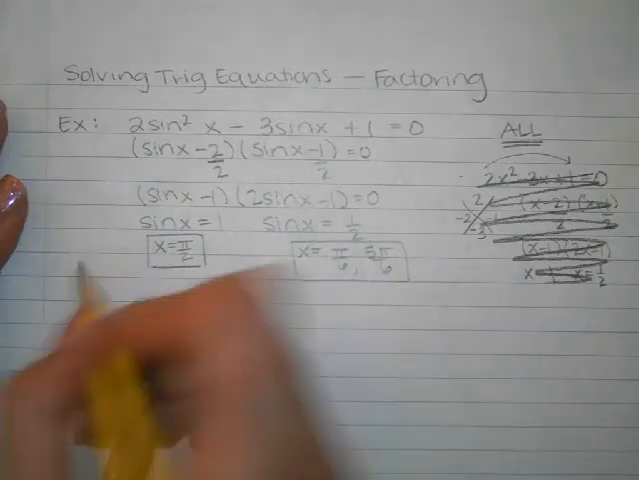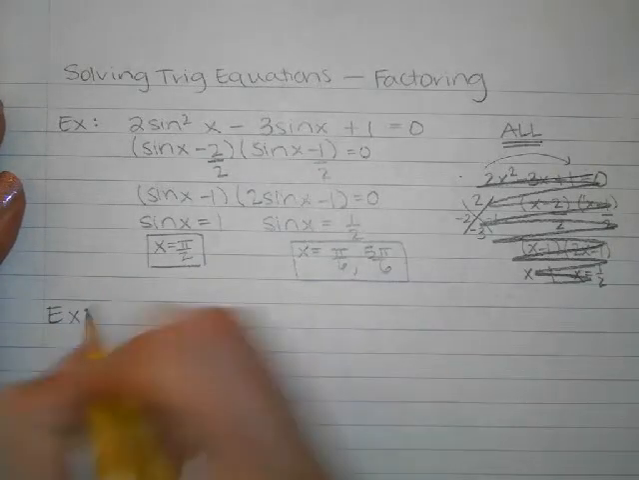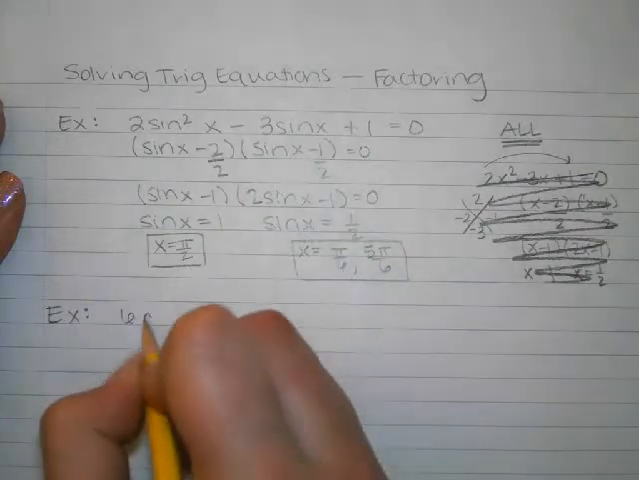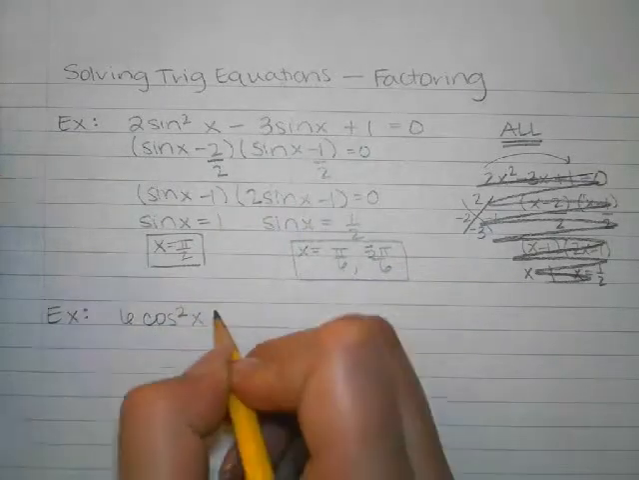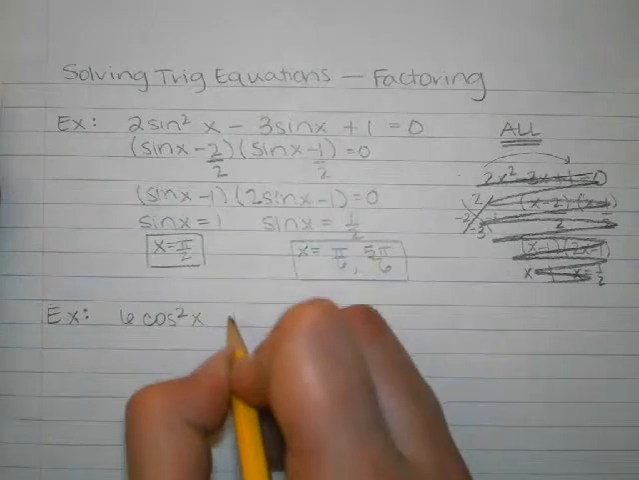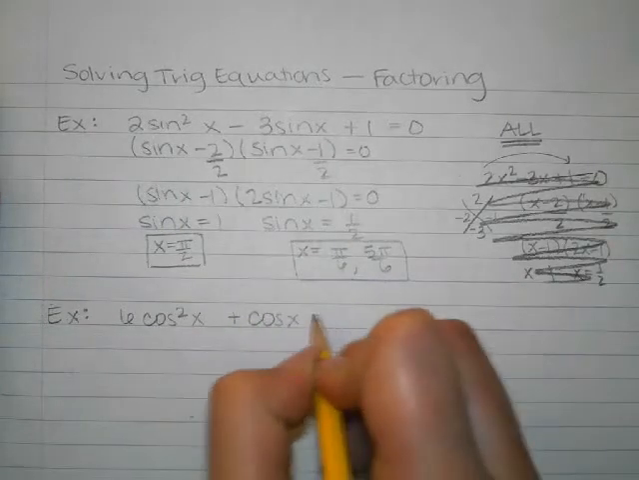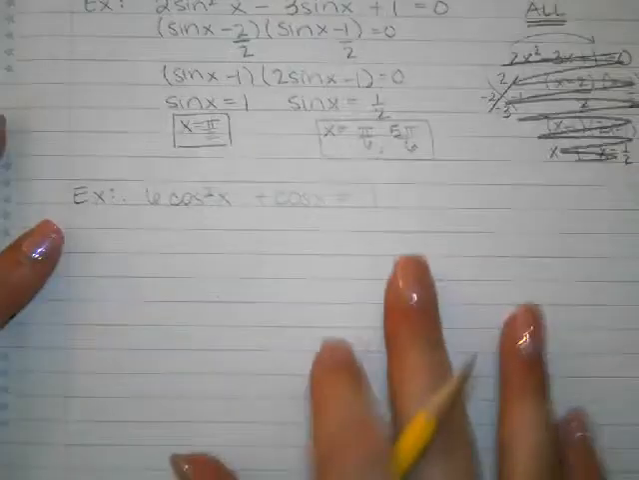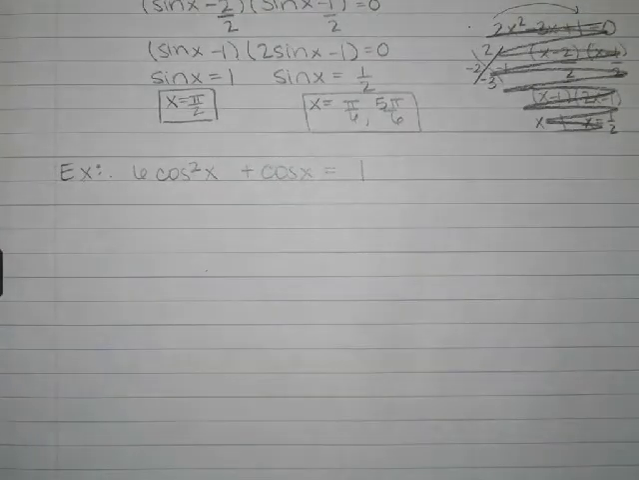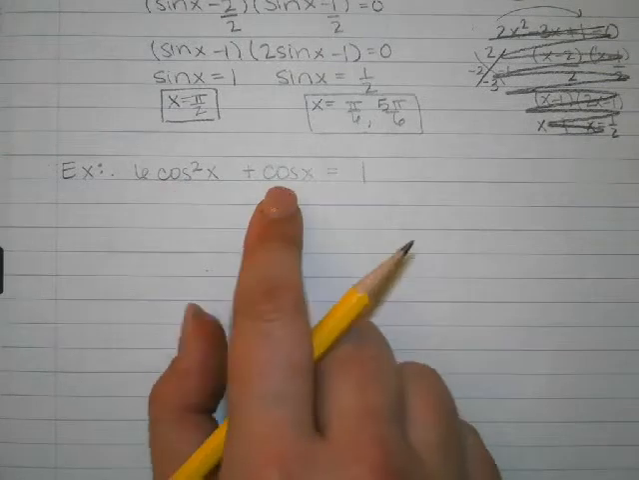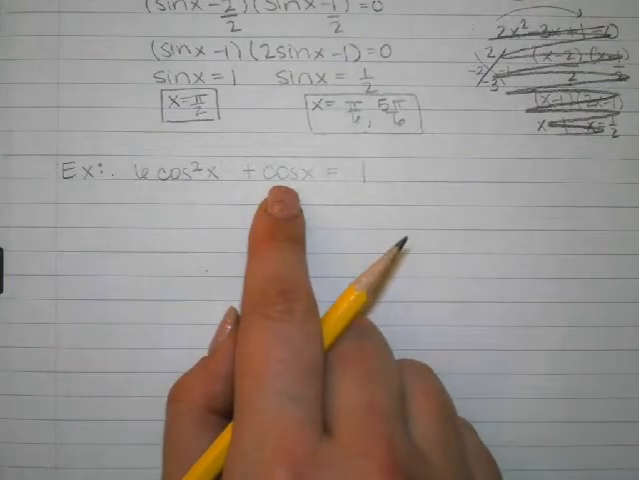Okay, well, let's go ahead and try another one. So this one we're going to do 6 cos squared x plus cos x equals 1. When you look at a trig problem that needs to be factored, it kind of looks like it needs to be factored. You'll see a cos squared, you'll see a cos, you'll see that it has the 3 pieces or the 2 pieces. It will kind of make sense that it looks like that.